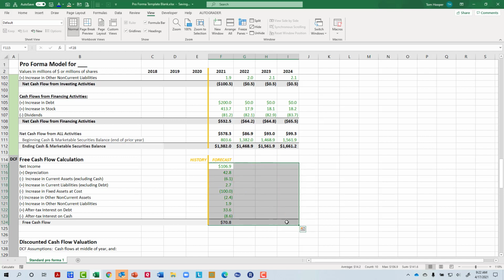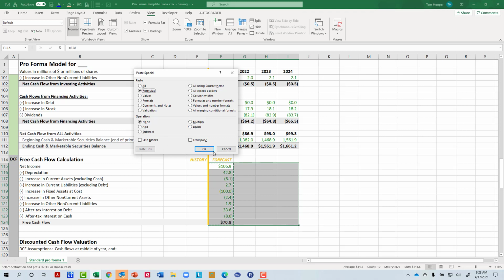Oops, not a good way to copy that because it picked up this line. So I will copy and paste special formulas.